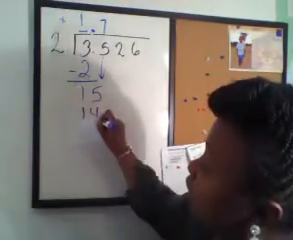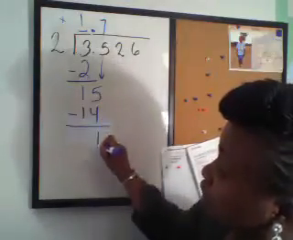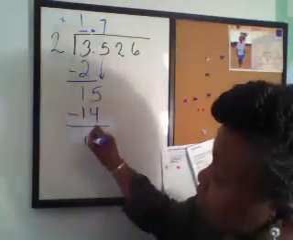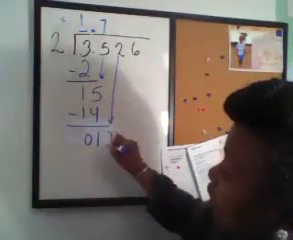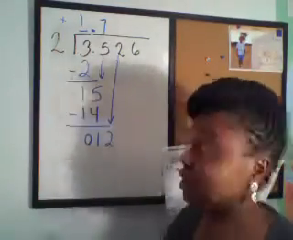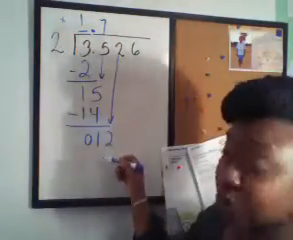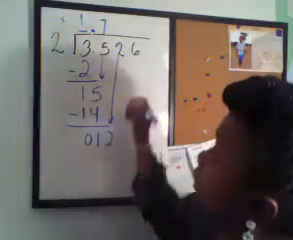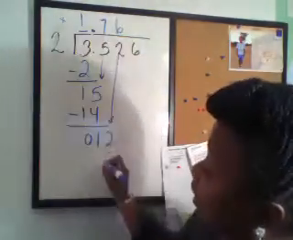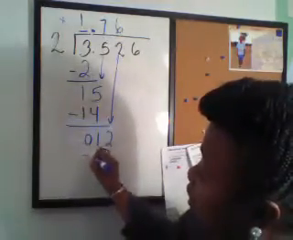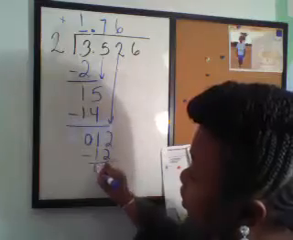So put my 14, subtract. 5 minus 4 is 1. 1 minus 1 is 0. Now I can bring down my 2. Then I say it to myself again. What number times 2 will give me close to 12 without going over 12? In this case, that number is 6. 6 times 2 is 12. 12 minus 12 is obviously 0.